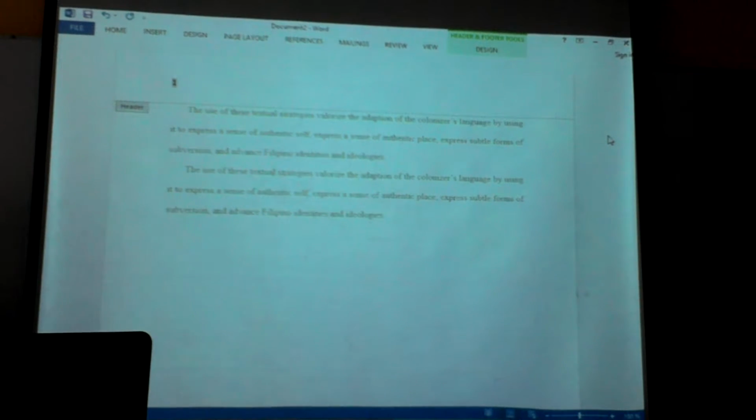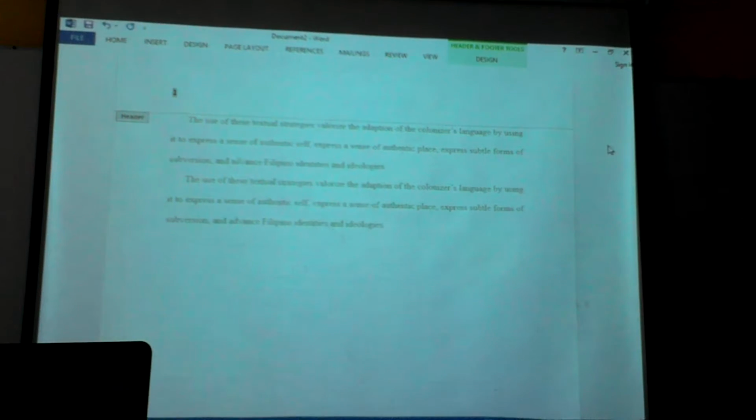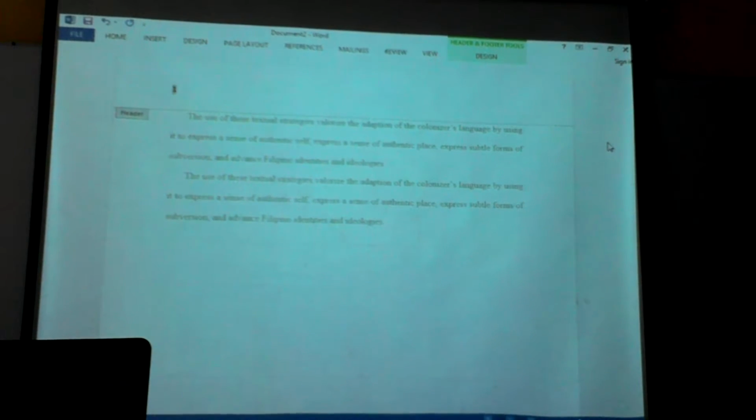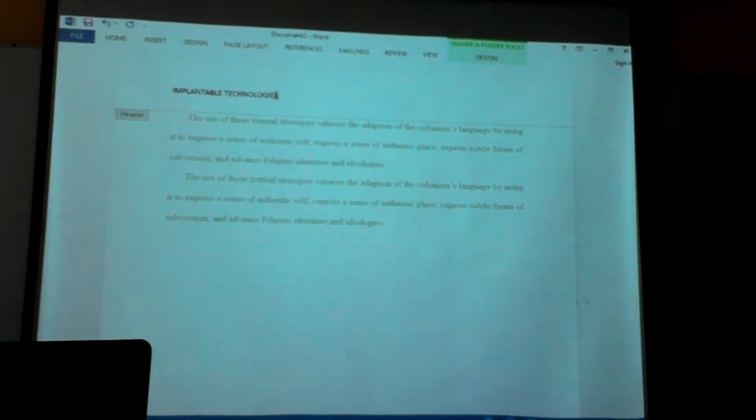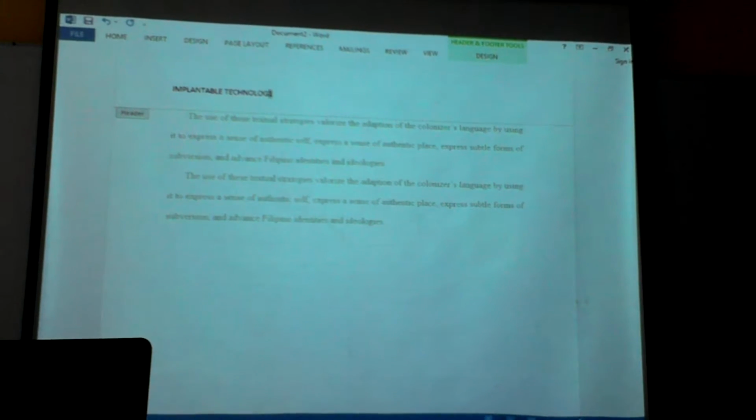And what is our running head? For example, all caps, implantable technology. Is it plural? Like that? Implantable technology. Okay. You got that? Walang space. I will press tab twice. Number 1 should go there.